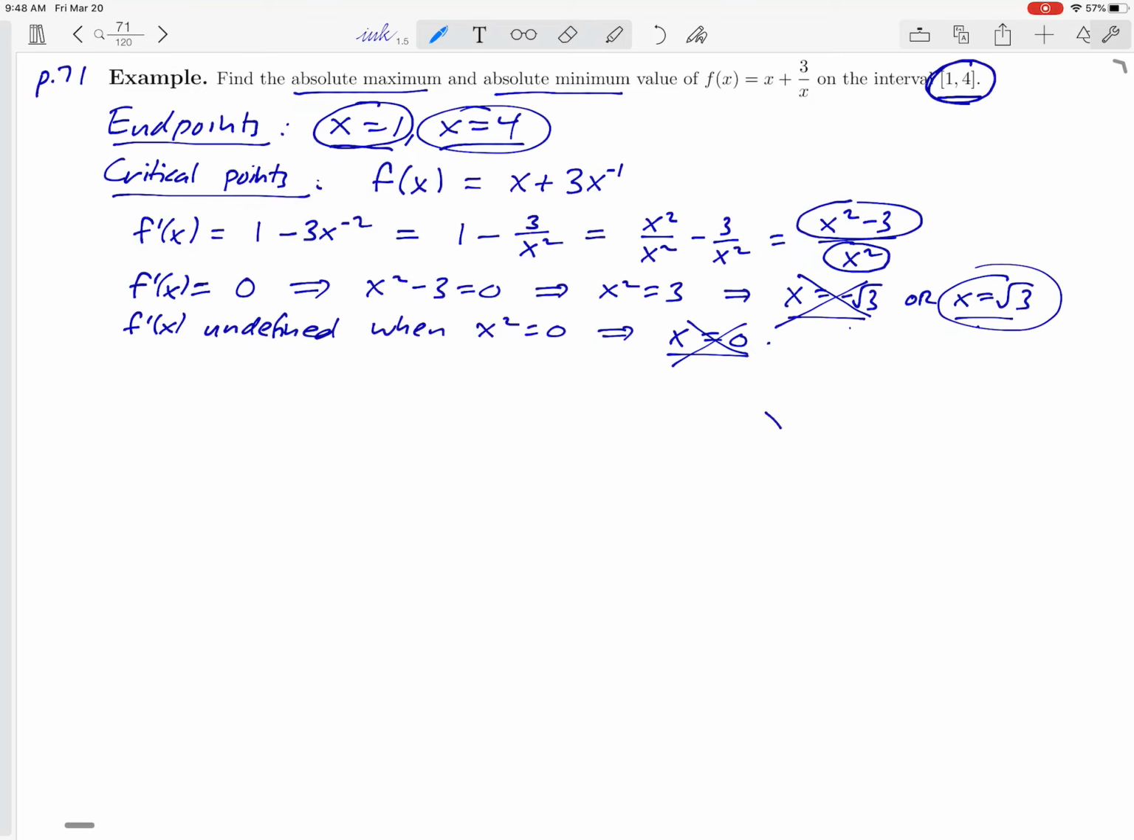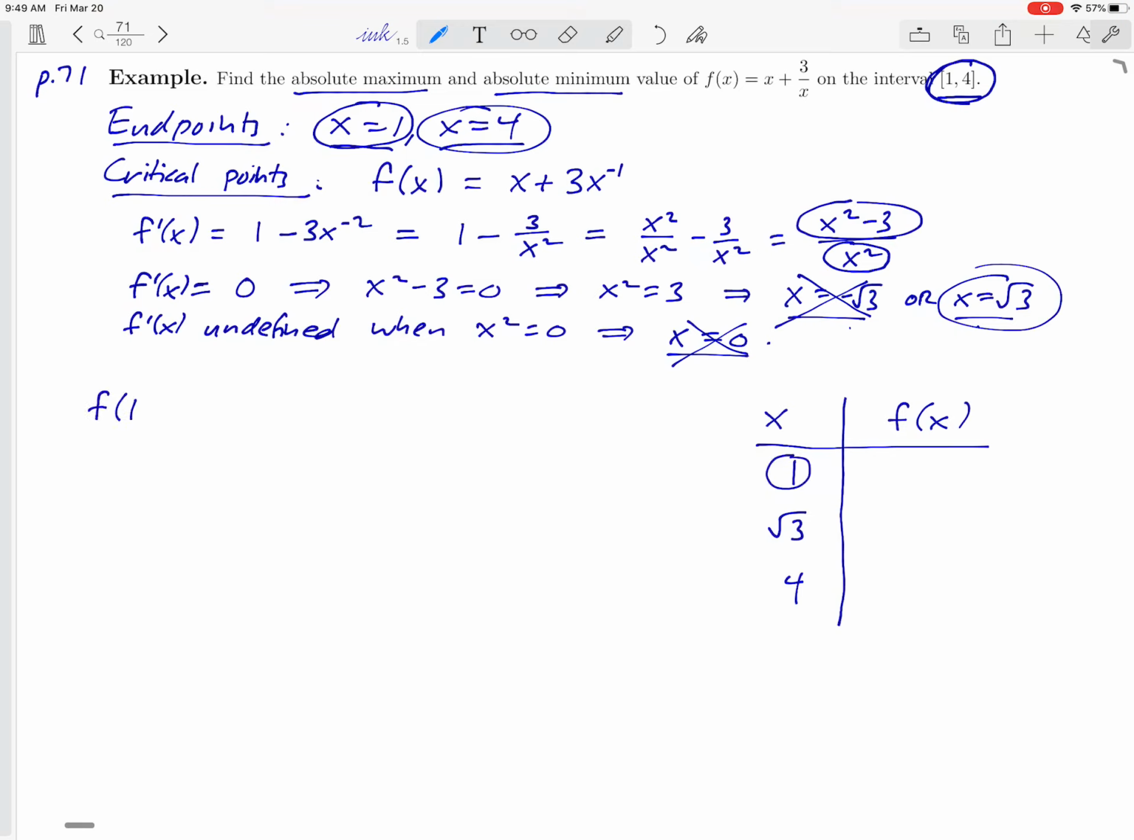Well, what we can do in this situation is just make a table and see what our outputs are one at a time. So I'm going to make a table of x versus f of x. And under the x, I'm just going to list the 3 numbers that we just looked at. There was 1, that was one of our endpoints. There was the square root of 3. And then there was 4, our right-hand endpoint. We're interested in knowing what the output value is at each of those 3 numbers.